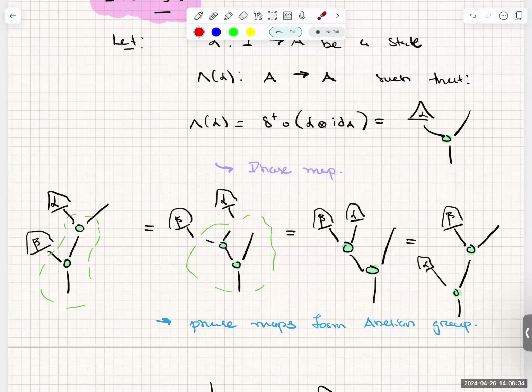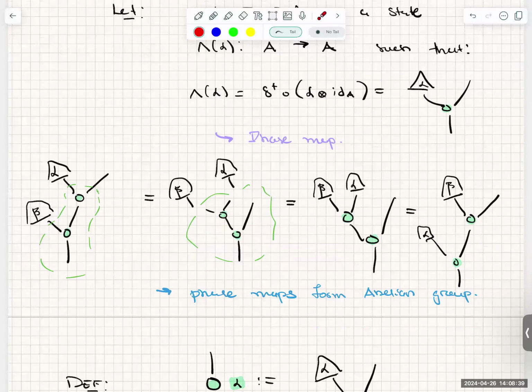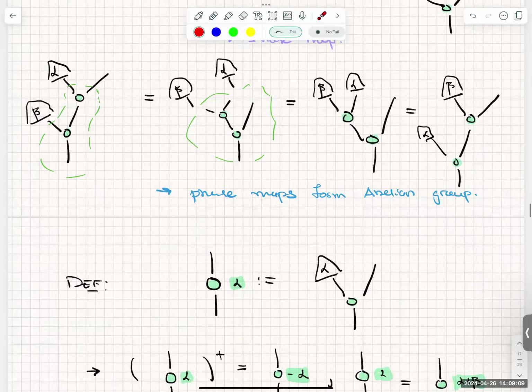then through a sequence of isomorphisms coming from this Frobenius structure, we can show that these things end up like this. I don't want to go through the whole thing, but more or less the idea is that I can bring alpha and beta over to this branch up here, and then I can combine them. So actually we have that the phase maps form an abelian group. And then you can flip the other direction just by reversing the steps. So we have this very nice structure.